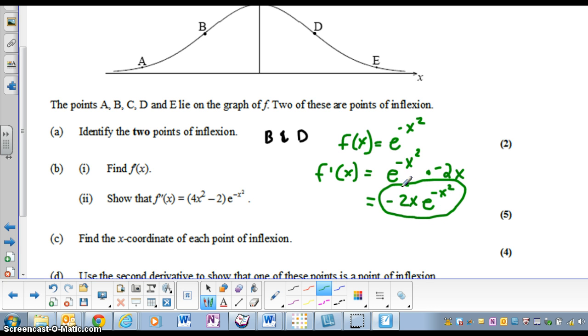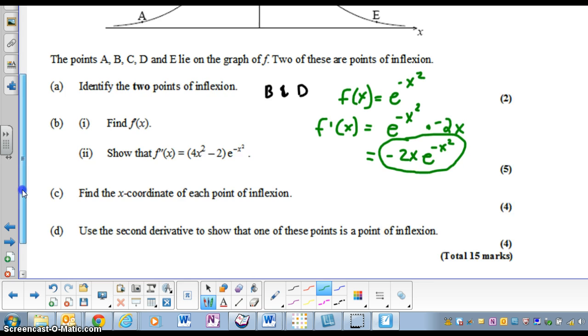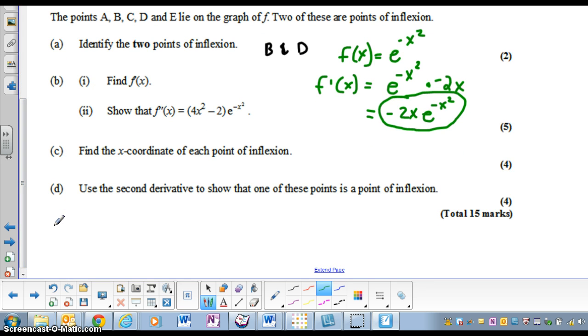Part 2 of B asks us to show the second derivative is equal to this. So we're just going to keep going. I'm going to find some more space down here with part B2 and take my first derivative and find the second derivative. Here we now have a product because we have negative 2x times e to the negative x squared. This is not a number anymore, so this is one function times another, so we'll use the product rule here.